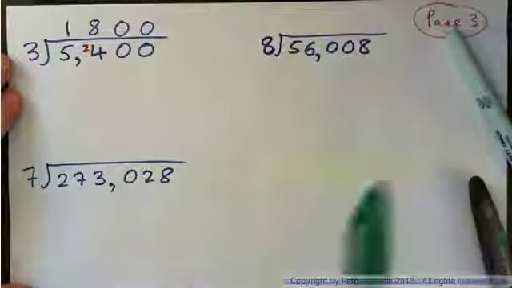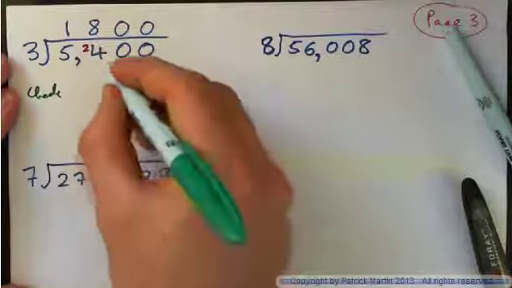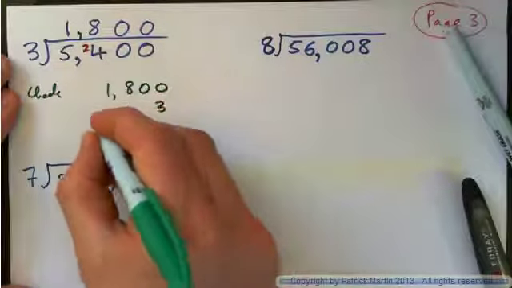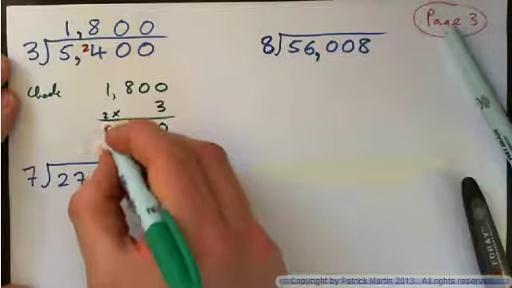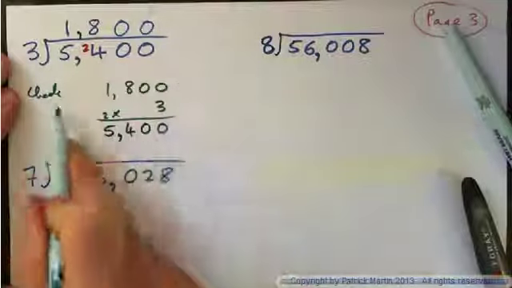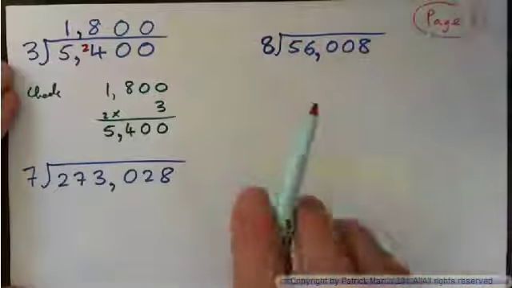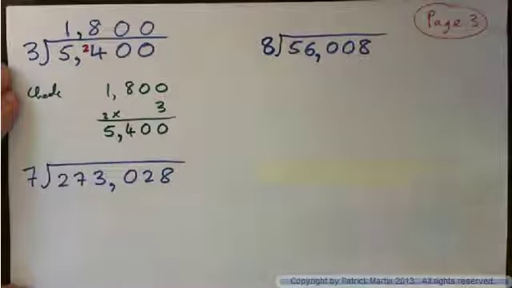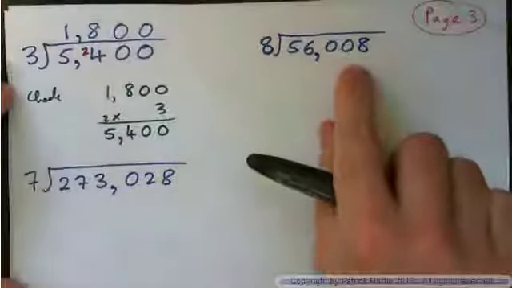And this is correct because if you were to check it, you see 1,800 times 3 should give 5,400. 3 times 0 is 0. 3 times 0 is 0. 3 times 8, 24. Carry 2. 3 times 1 is 3 and 2 is 5. So it's definitely 1,800. So if you want to check any of these, just multiply this times this, right? So go ahead and do this one yourself. Press pause and try this on your own and see what you get. Press pause and do this one by yourself and then check the video.